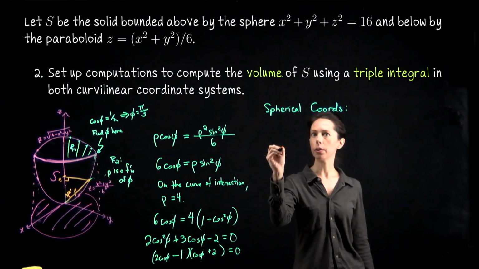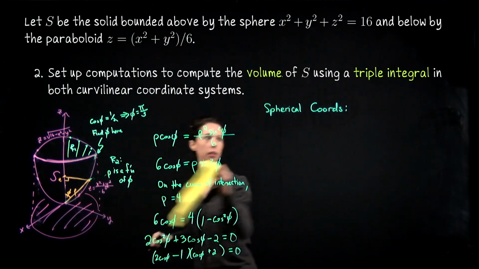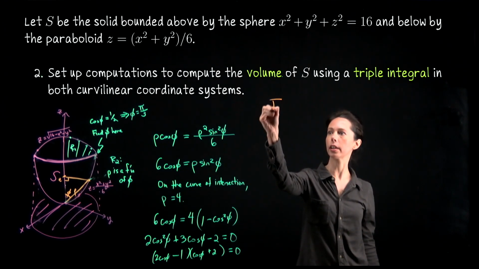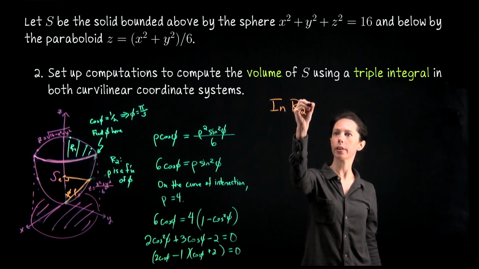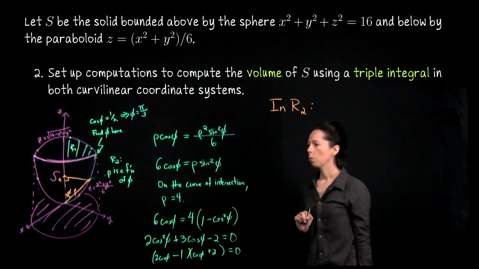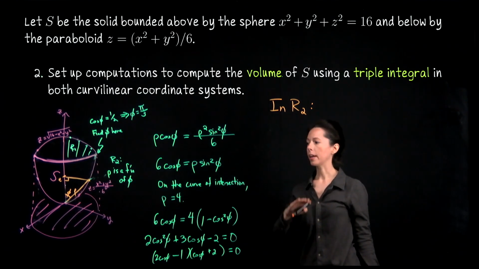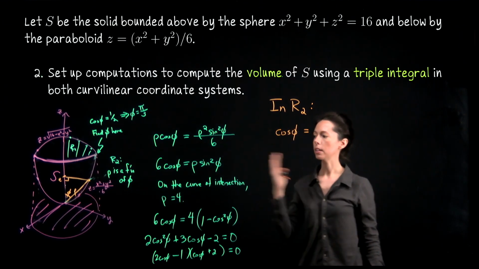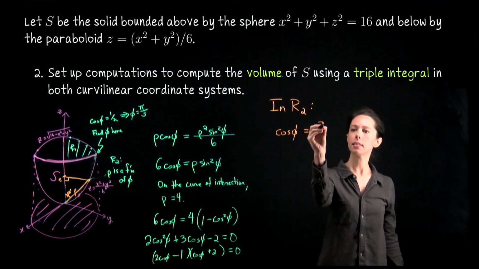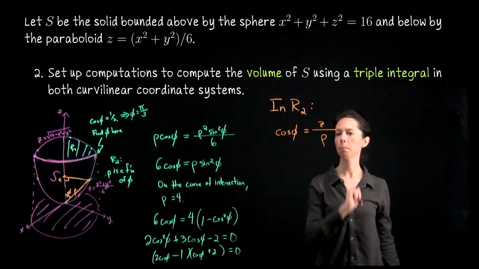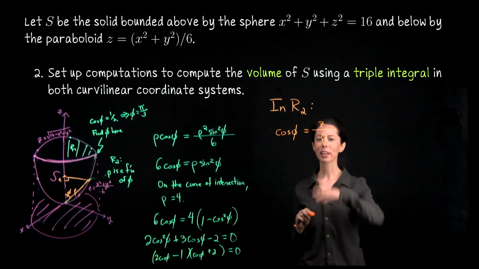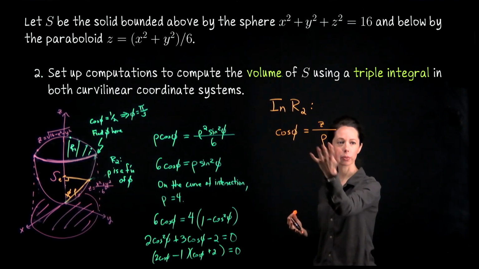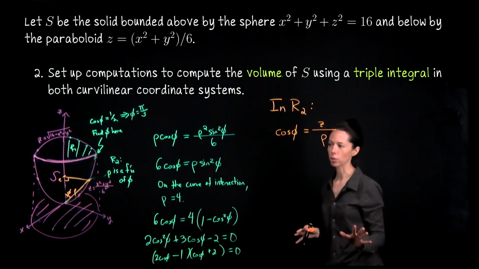So in R2, let me erase the spherical coordinates remark. That's what we're doing. Okay, so in this second region, which I'm calling R2, this trickier region, we have the relationship that cosine of phi is adjacent over hypotenuse. That's z over rho. Careful here. If you plug in z equals rho cosine phi, your rho's will cancel and you'll get cosine phi equals cosine phi. And you'll think that, hey, that wasn't very useful.